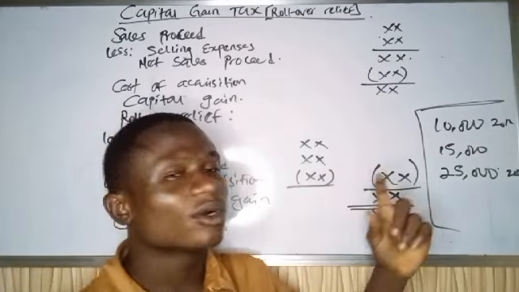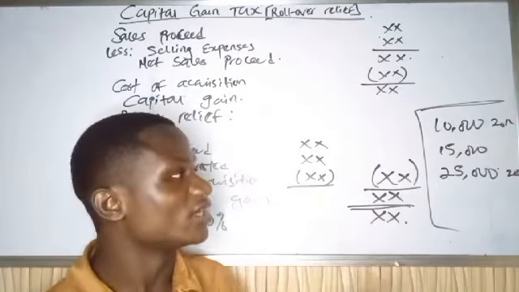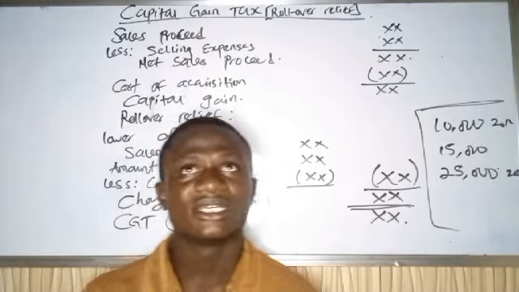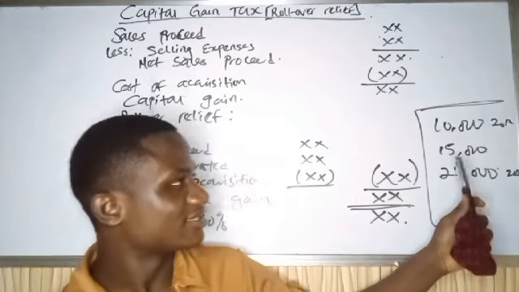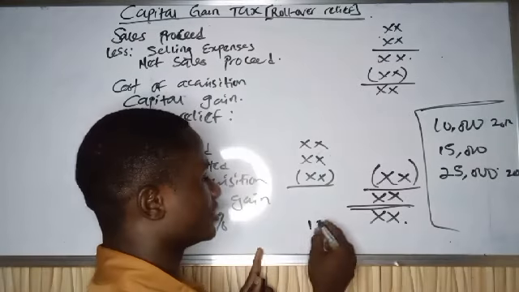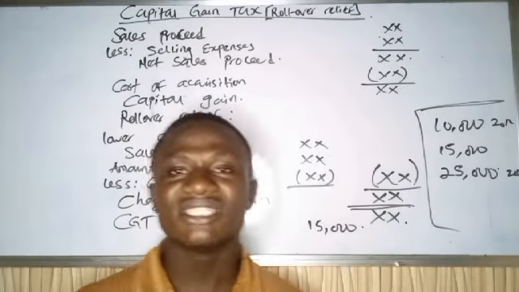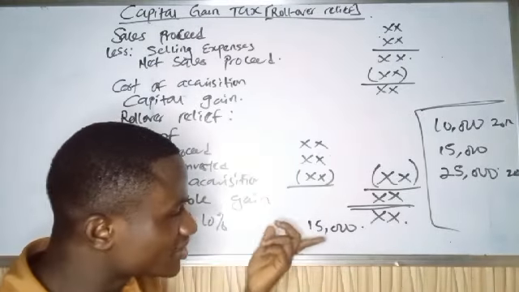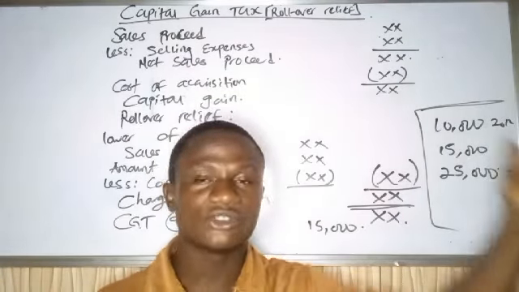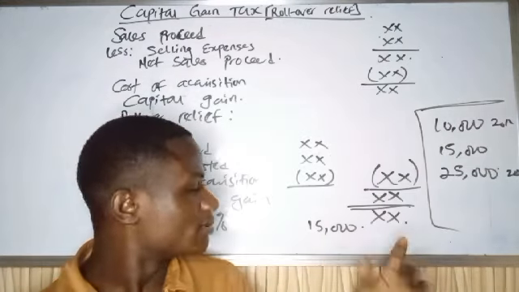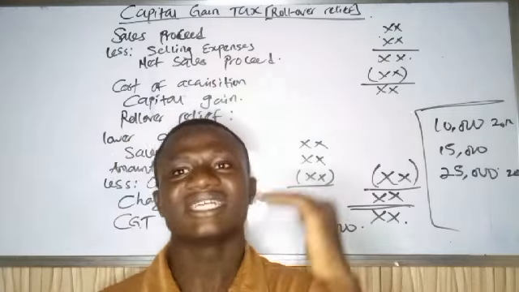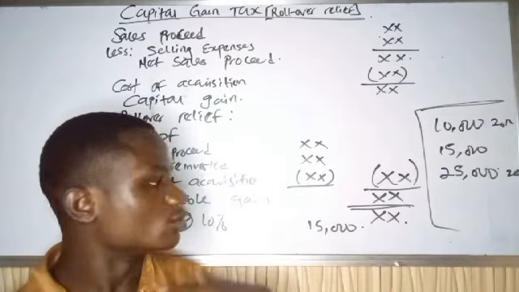So the idea behind rollover relief is just that by what amount has the cost of this asset increased? You agree with me that it has increased by 15,000 naira. So the relief we are going to give you is this 15,000 naira, the amount by which the asset has increased from that year you bought it to this current year. So that is the idea behind rollover relief. We just want to calculate the amount at which the asset has increased, and we'll give you relief on it.